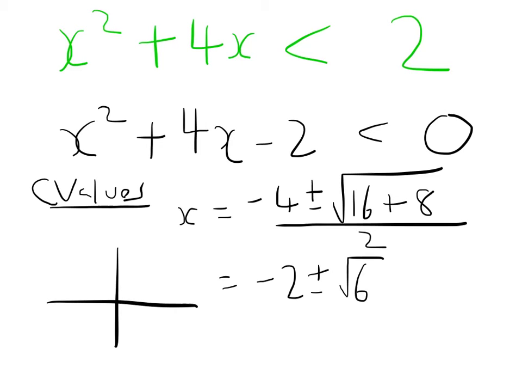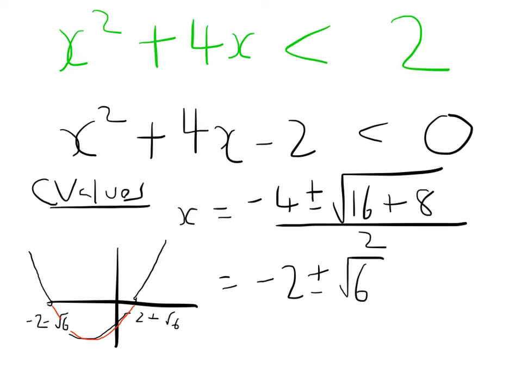Anyway, now I draw the thing. Minus 2 plus root 6. Well, root 6 is a bit more than 2, so minus 2 plus root 6 is going to be positive. That's minus 2 plus root 6, and minus 2 minus root 6 is over here. And now I draw the thing this way round again, and it looks something like that. And I want it to be less than 0. I want this black graph to be less than 0. So it's the bit underneath this time. It's this bit here. So it's the bit in between those two values.